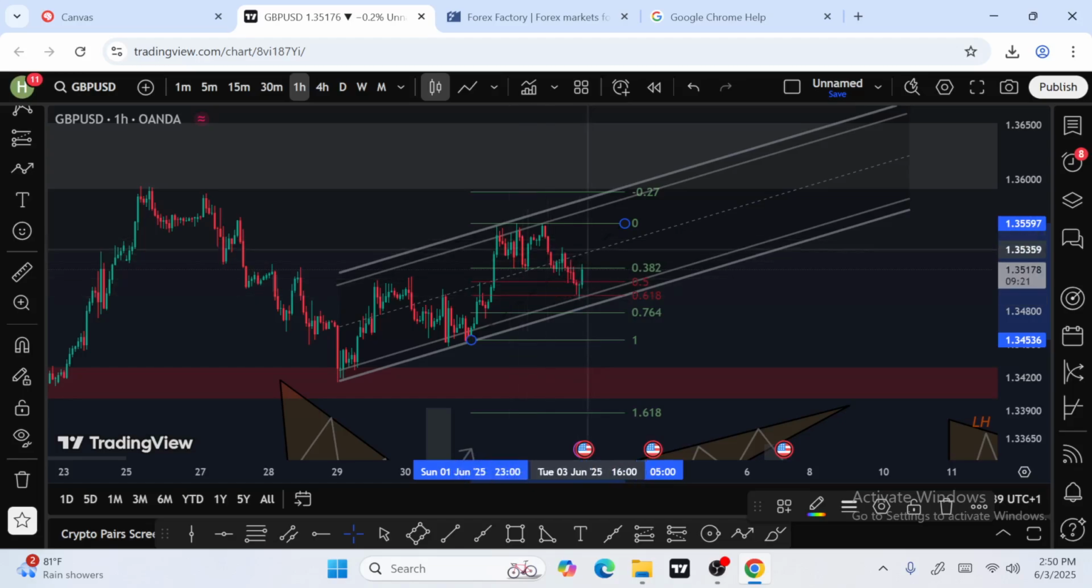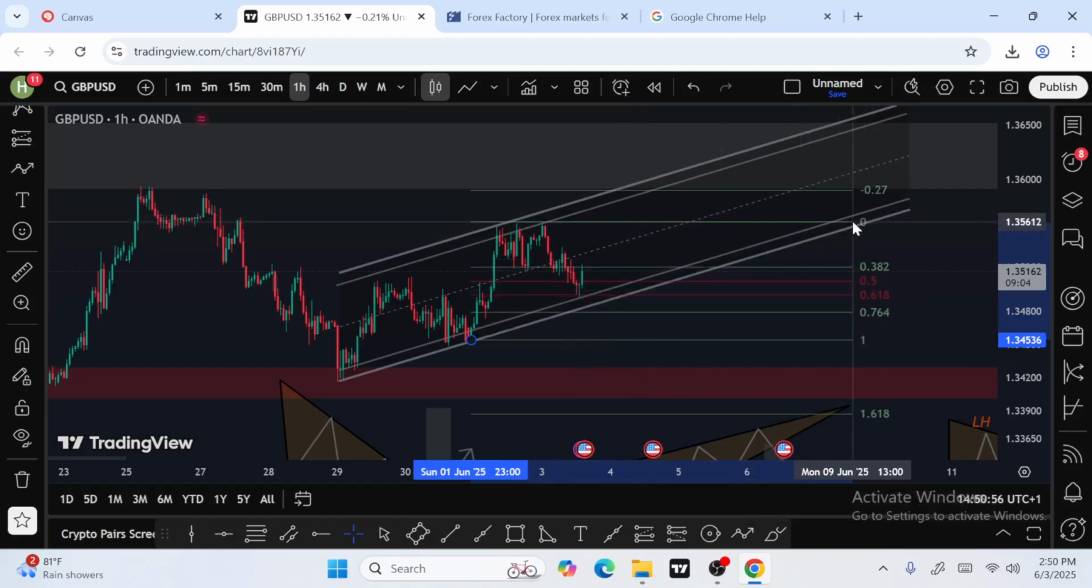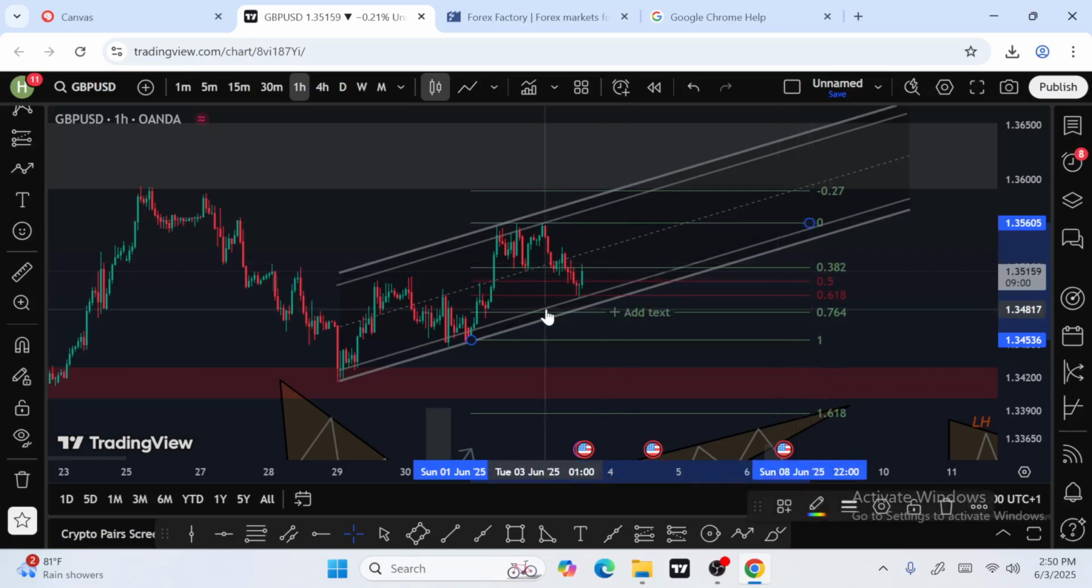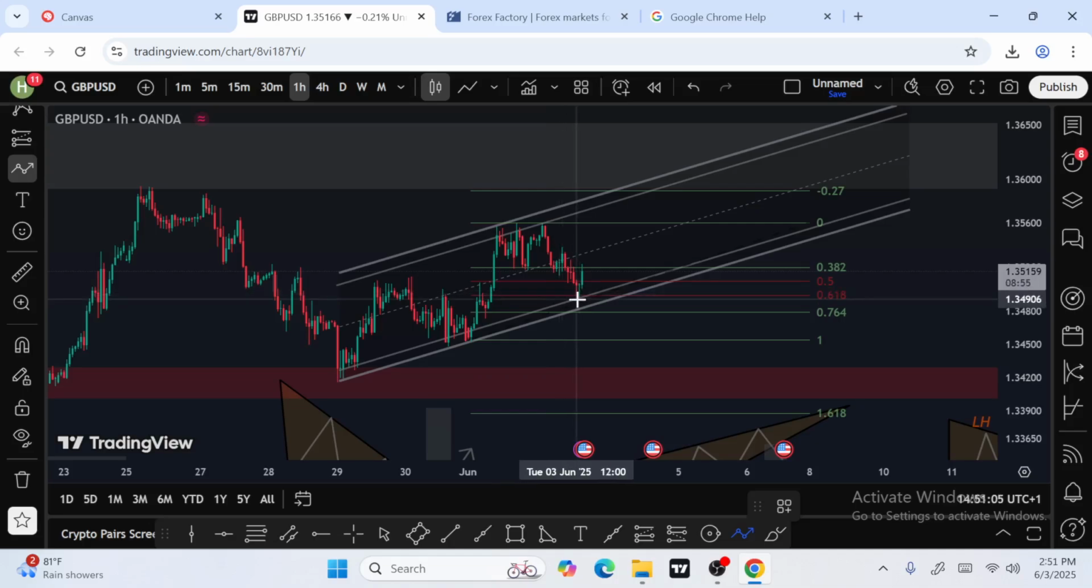So what are you expecting? What are you expecting here? Market to go all the way up to where? To either the 0 and the minus 0.27 in the nearest future. In the nearest future. So that is how the movement of the market can be, like this. Everybody see?